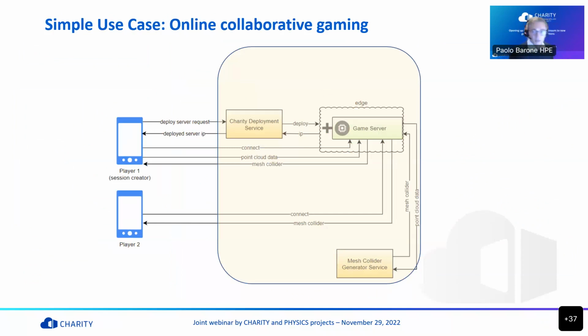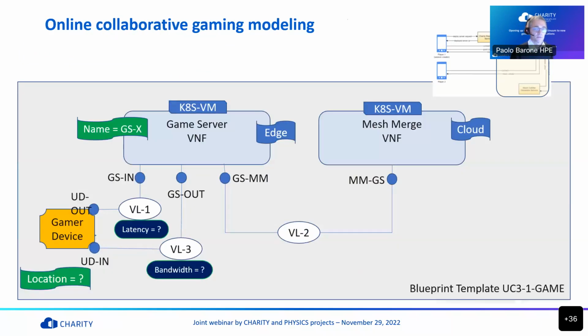Okay, let's see now how we can define an application with the Blueprint editor. We consider a simple example, an online collaborative gaming application where the users can join a game from their devices. The main components are a game server that communicates with the players' devices and a mesh merge server, which is used by the game server to get enriched data for extended reality.